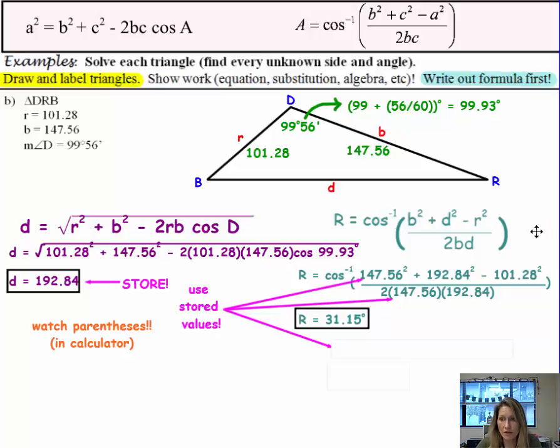Okay, so double check your formula with letters, your substituted formula, and your final answer. Okay, once you're satisfied, then go ahead and calculate the last angle, B, and again, I recommend just subtracting your two known angles off of 180.